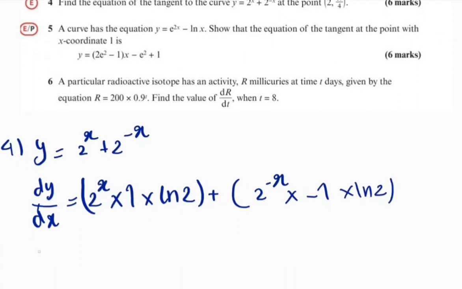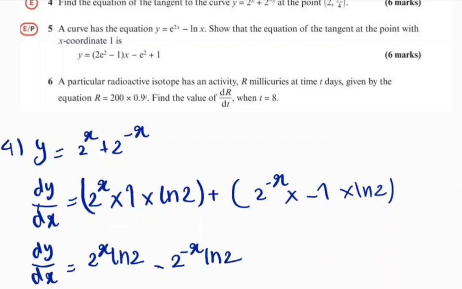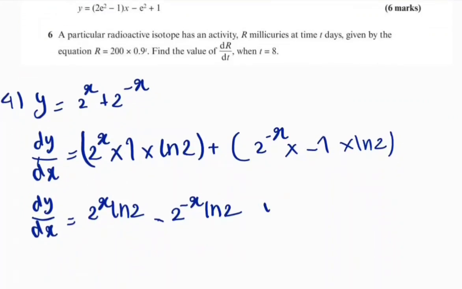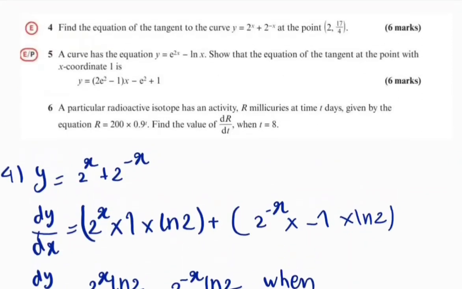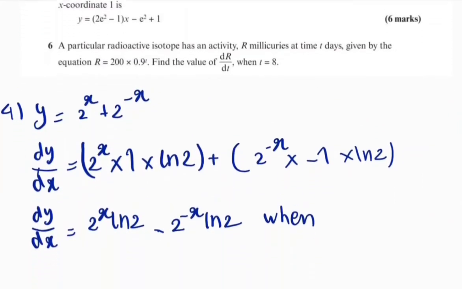Now we can simplify this. dy by dx is equal to 2 to the x ln 2 minus, here we should be careful, minus 2 to the minus x ln 2. And now we need to substitute the value of x into our derivative because we want to work out the gradient. So in this question, the x coordinate is 2.